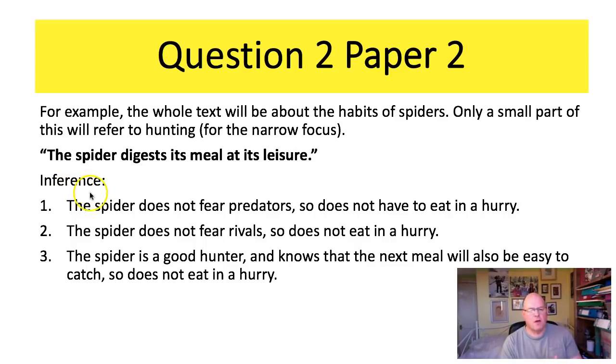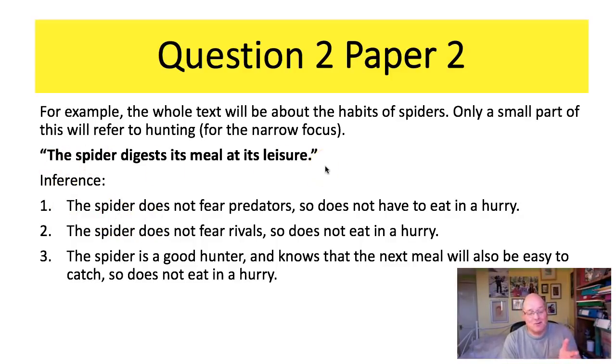Well, an inference might be the spider does not fear predators, and so he doesn't have to eat, or she does not have to eat in a hurry. That's why it's at its leisure. Or the spider does not fear rivals, so it does not eat in a hurry. Or the spider is a good hunter and knows that the next meal will also be easy to catch, so does not eat in a hurry. Okay, so those are three inferences that I can make from that one sentence.